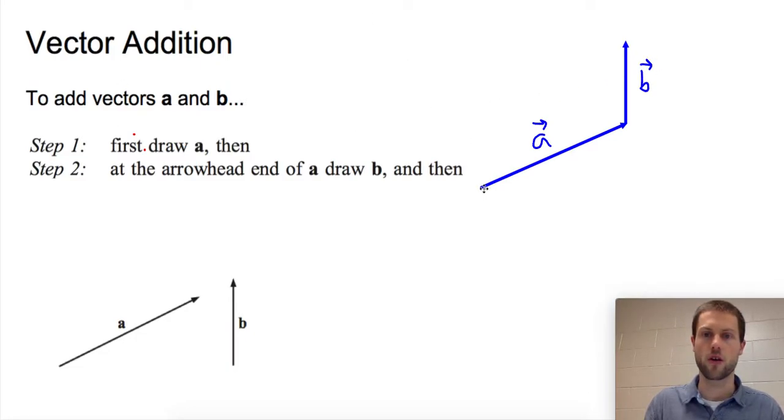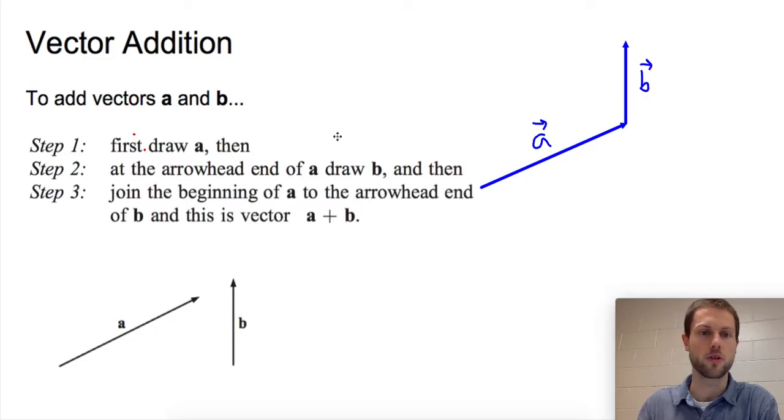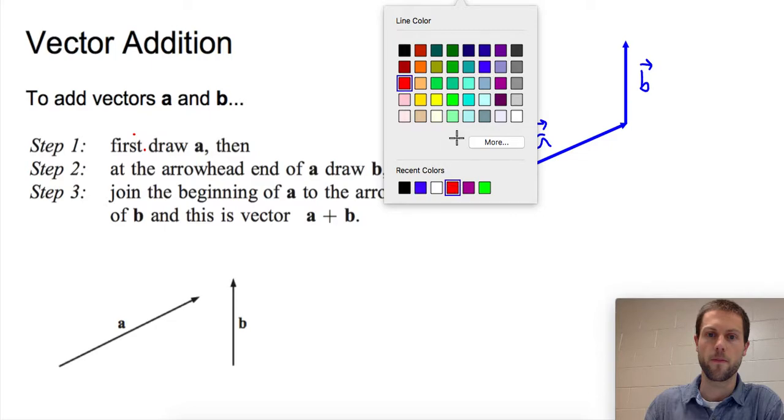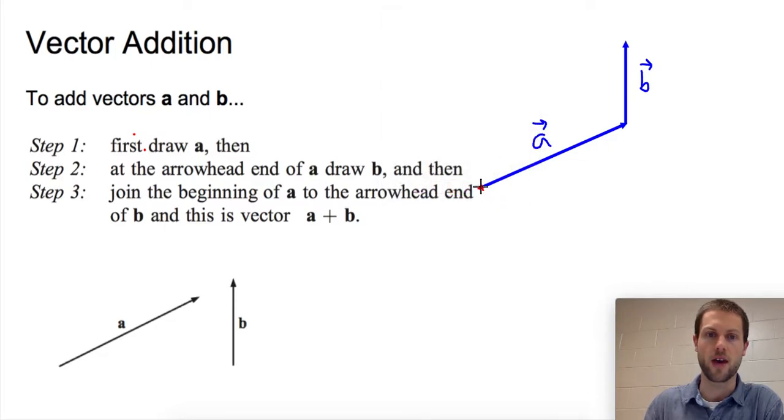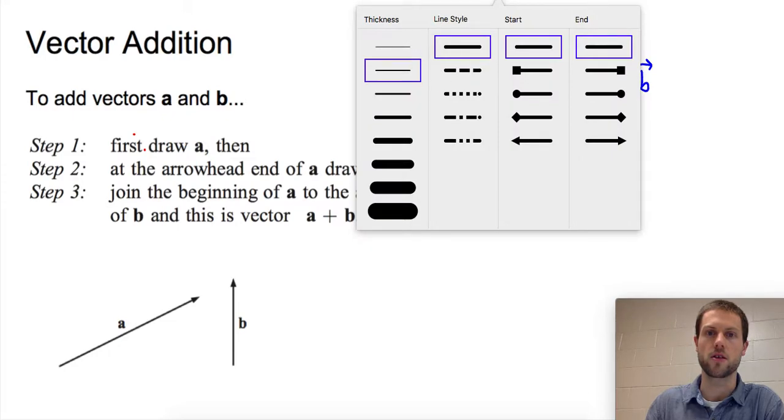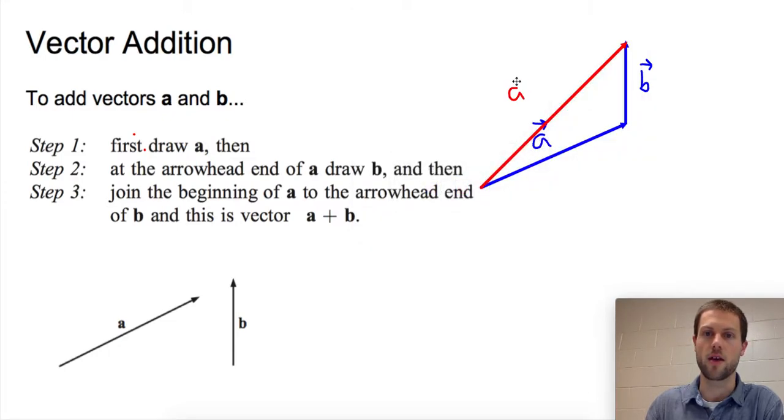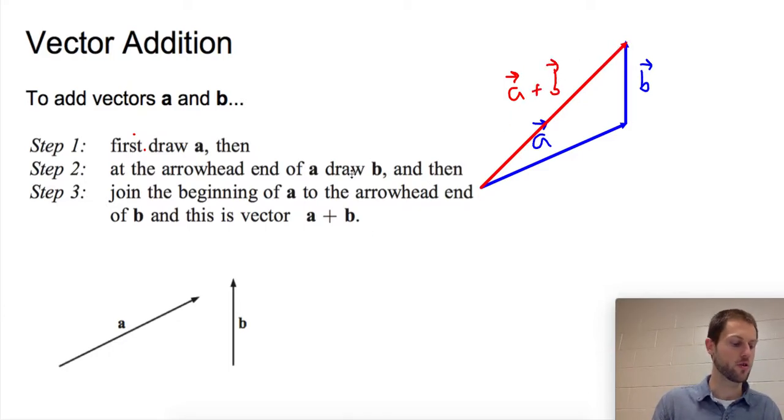So there I've drawn from my A vector to my B vector. I've connected, we say, tip to tail. And my final step would be to join the beginning of A to the arrowhead at the end of B. So that's going to look like this, from the beginning of A to the end of vector B. What I've just drawn here is called the resultant, also known as the sum of vectors A plus vector B. So the sum of these two vectors is called the resultant.